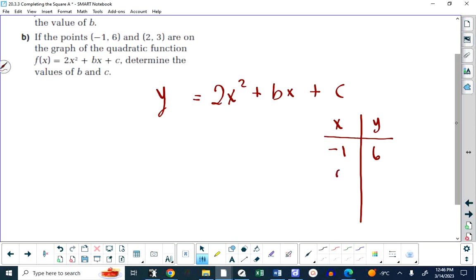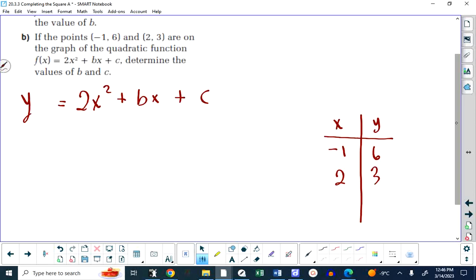And the graph also passes through 2, 3. So when I put those in for x and y respectively, I get a second equation. And this is what I meant at the beginning of the year when we introduced the concept of what is a parameter, that a missing parameter is always found the same way. Okay. And this is going to carry through into Math 30.